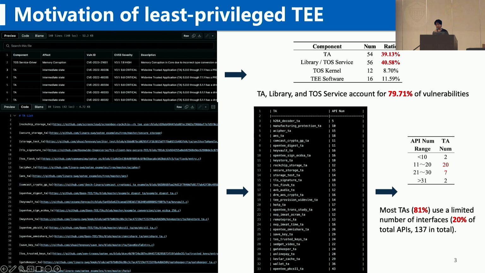But the problem is that current systems expose all the TOS services to TAs without any restrictions. This creates a serious risk. A compromised TA could misuse these services to take over the whole system. Then the whole system is not secure anymore.